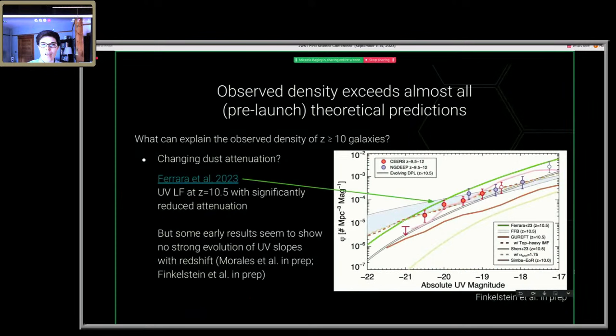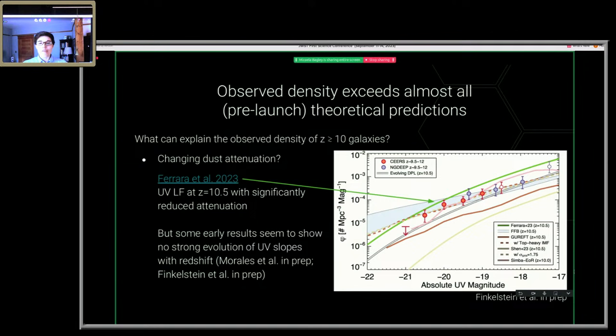So could the dust attenuation of these galaxies be changing? I'm going to go through a few more options relatively quickly here just to show some possibilities, because I know we'll hear more about this soon. This is a plot showing the SEARS observations again against a few post-launch models. One is by Ferrara et al. that created a UV luminosity function that matches that at redshift 7 and also matches the obscured luminosity function from the REBELS program, and extended to redshift 10.5 with significantly reduced dust attenuation. We see this green curve. It's above our observations, but it has really moved up that predicted density of galaxies.